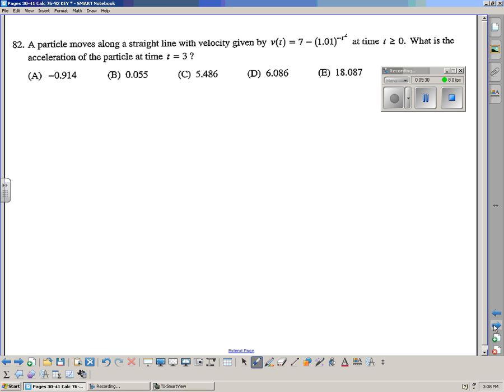Number 82 says, particle moves along a straight line with velocity given by v of t as that, which is, I believe, t squared. What is the acceleration at t equals 3? Could not be an easier question on the test.